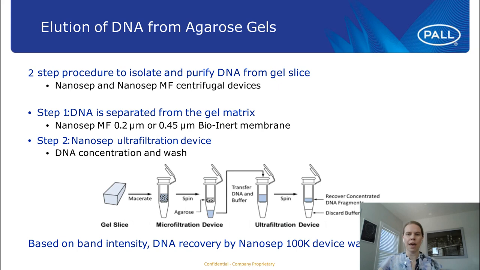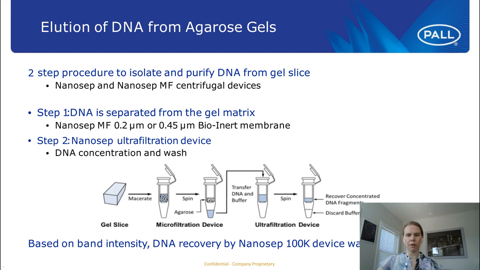then spinning down, and our gel buffer containing DNA will pass through the tube, whereas the bigger particles of the gel will be caught on top of the membrane and can be discarded. Then the DNA-containing gel buffer is transferred into a second type of spin device, which contains ultrafiltration media. By spinning down that solution, we're able to recover purified DNA just using spin devices. In terms of the DNA recovery, we measured that using Nanosep 100K, or molecular weight equal to 100 kilodaltons, and it was greater than 90%. So once again, a great solution using spin devices for DNA recovery and isolation from gel buffer for cloning applications.